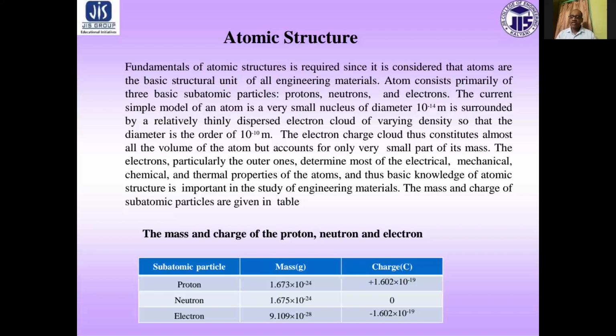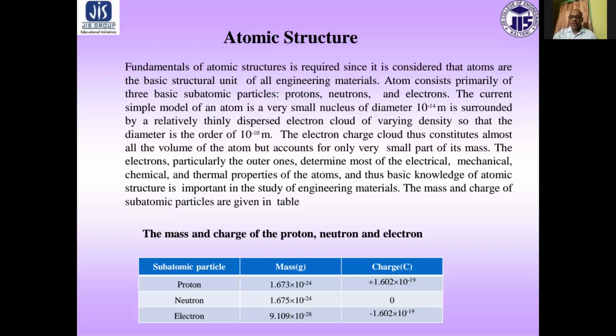The mass and charge of the subatomic particles, as we know, is roughly 1.66 x 10^-24 grams, or if we convert into kg, that is 1.66 x 10^-27 kg. The charges are, for proton it is positive, that is 1.6 x 10^-19 coulomb.